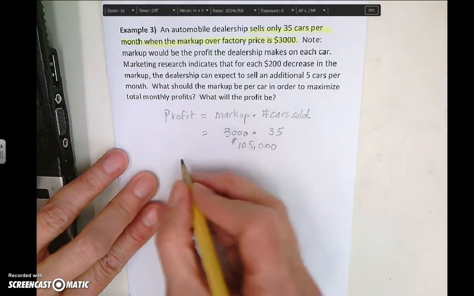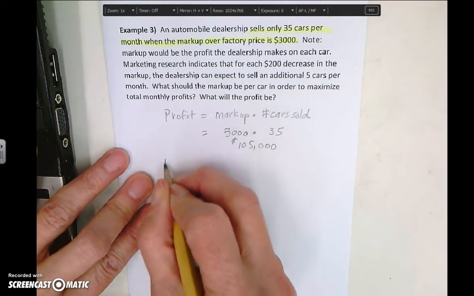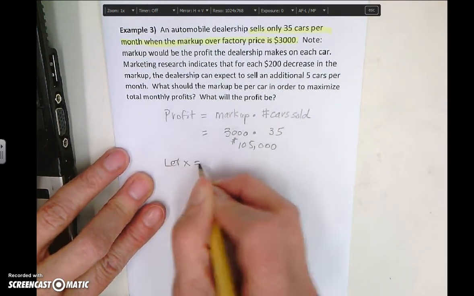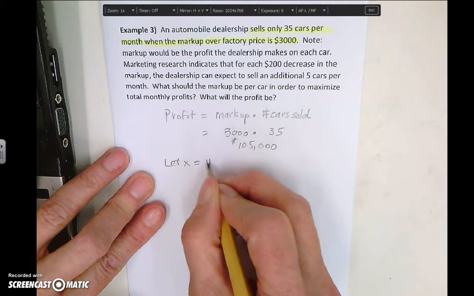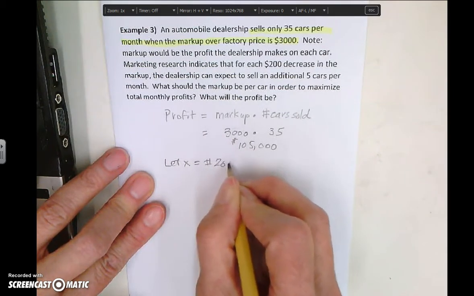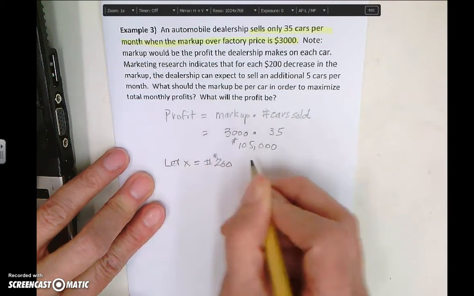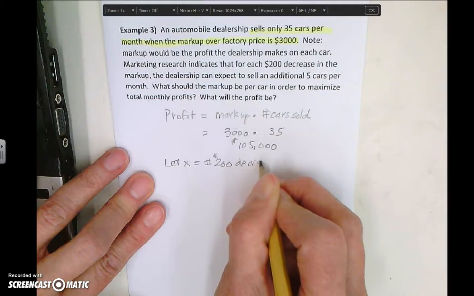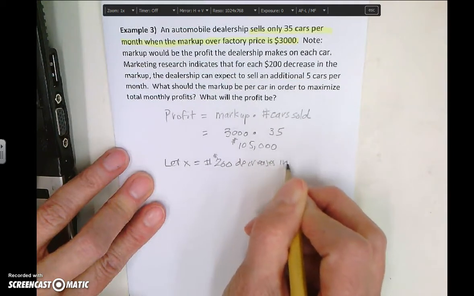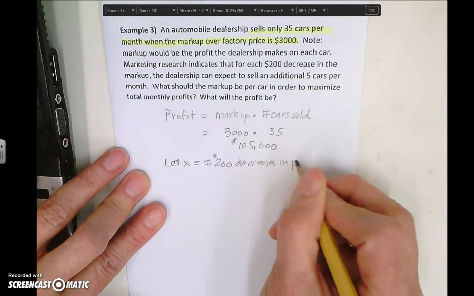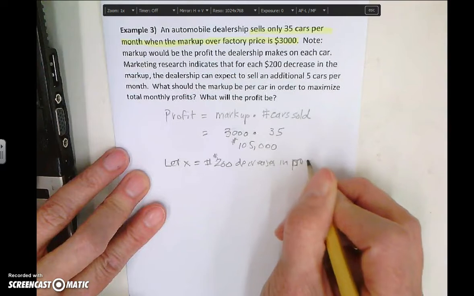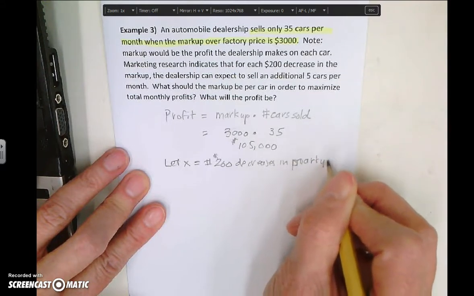So we're going to try and write an equation, and we're going to let x be equal to the number of $200 decreases in price. Well, I should say in markup, not price, but in their markup.